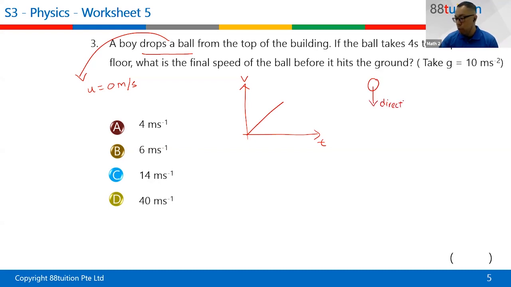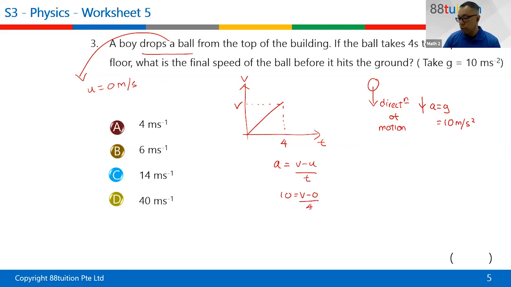the direction of motion and gravity is the same. So it'll be 10 meters per second squared. So 4 seconds, what is the V? So A equals V minus U over T, then equals V minus 0 over 4. Therefore, V equals 40 meters per second. Answer D.